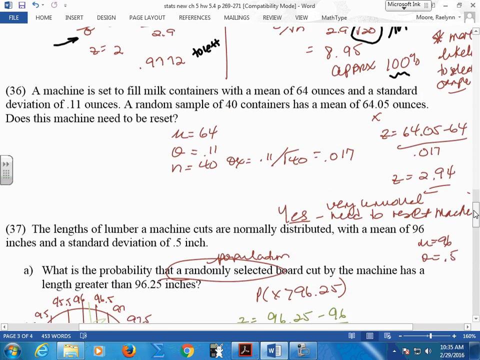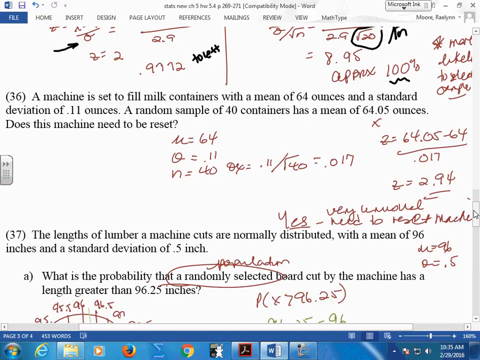Okay. Number 36. Now, sometimes they ask them this way. We saw this before. Does this machine need to be reset? So, if it's unusual, then we're going to reset it. If it's very unusual, we're definitely going to reset it. But we're kind of just judged by the unusual. And again, if it's less than 5%, we consider it unusual.